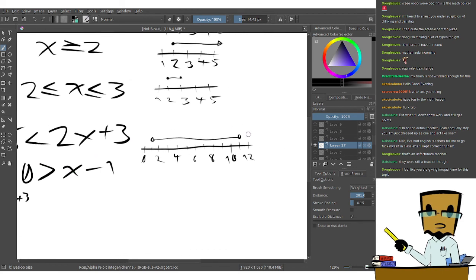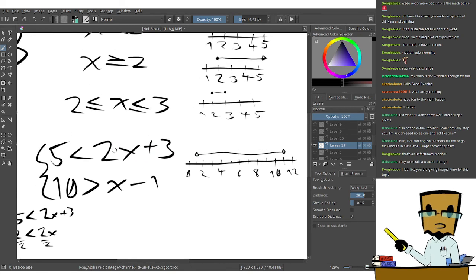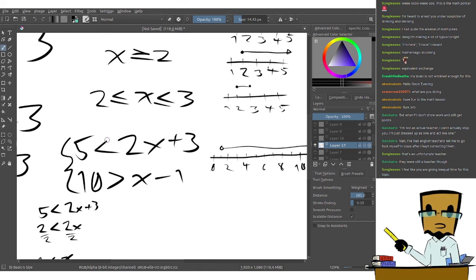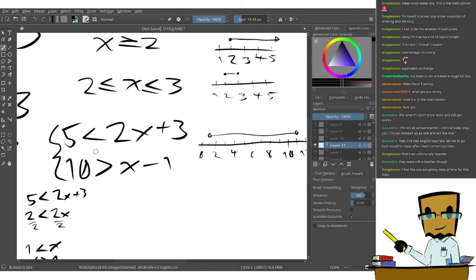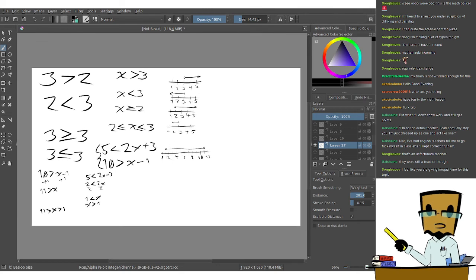If we do something crazy like 12, 12 times 2, 24, plus 3, 27 is in fact greater than 5, but 12 minus 1 is 11, which is not less than 10. And there you go. We did it. We solved inequalities.